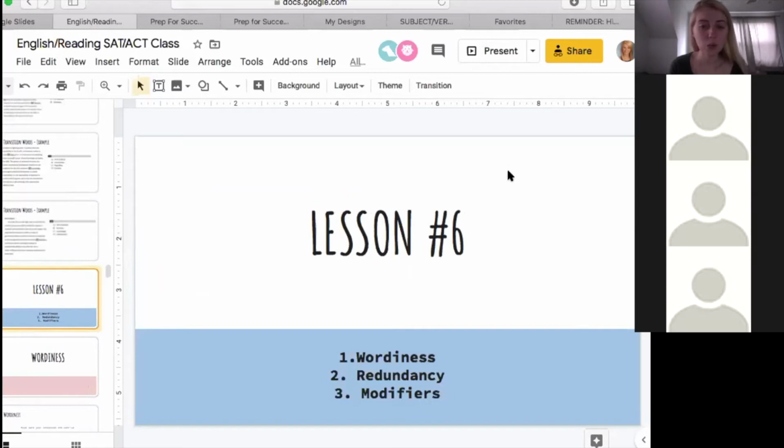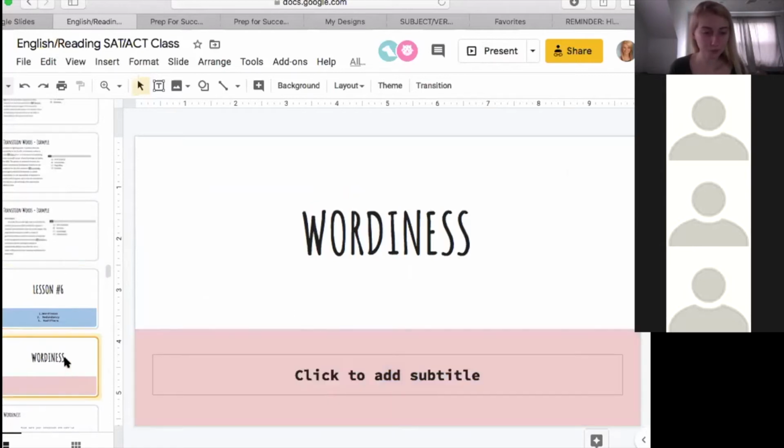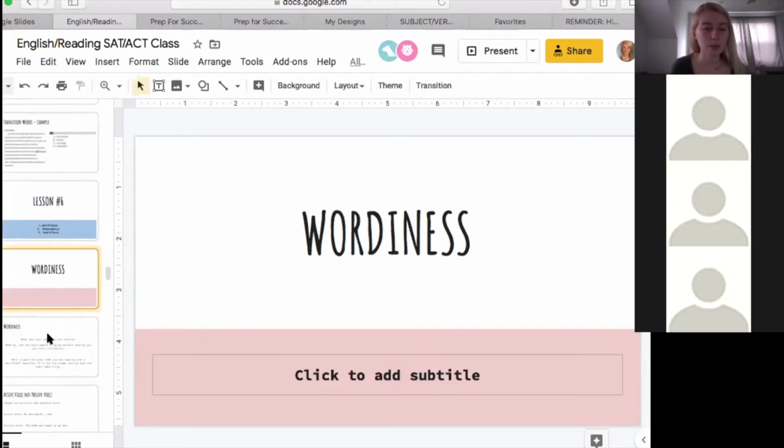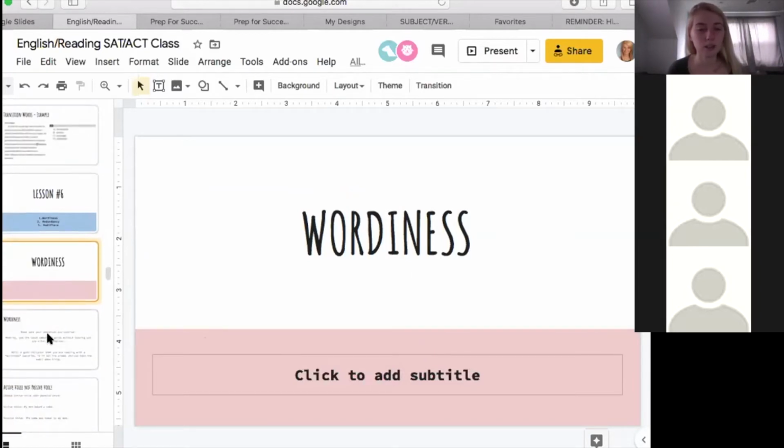All right, following along, we're starting with lesson 6: wordiness, redundancy, and modifiers. Here we're going to take a look at wordiness, and I know we typically take a break. I want to do a little bit more, and then we'll take a break, maybe after wordiness or so. So if you have to use the bathroom or anything, you could use our break then.